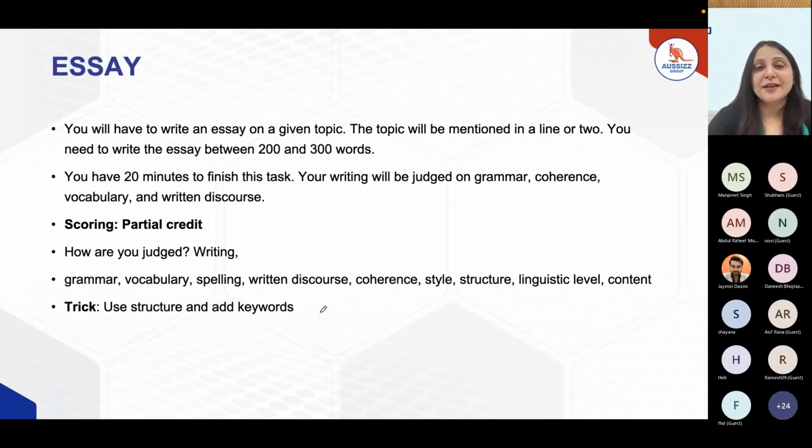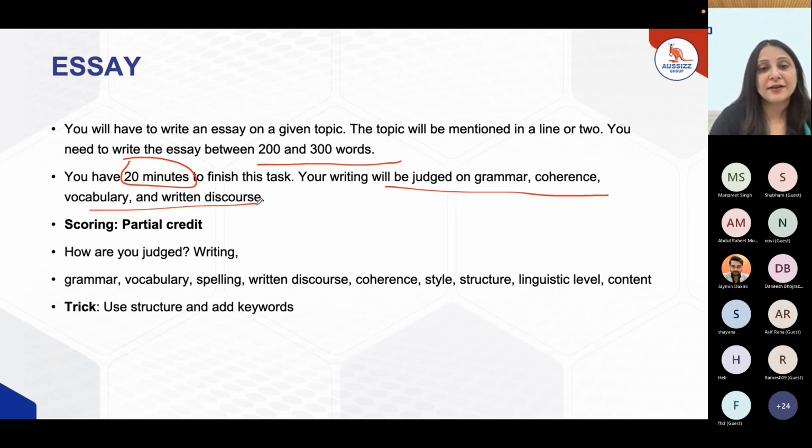The next task which comes in the writing section is the essay, and you are given a separate 20 minutes timer to write an essay. Your essay should be written between 200 to 300 words. You have to check the topic and then write the essay. You will be judged on grammar, coherence, vocabulary, and written discourse, which includes lexical error, linguistic range, cohesiveness, and everything else. Use connectors in your essay and always write in 4 paragraphs.